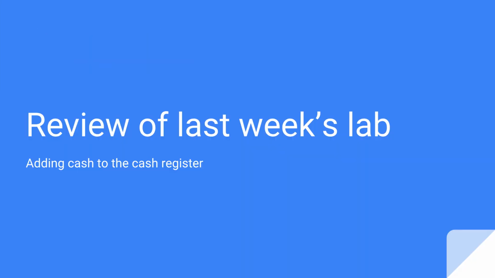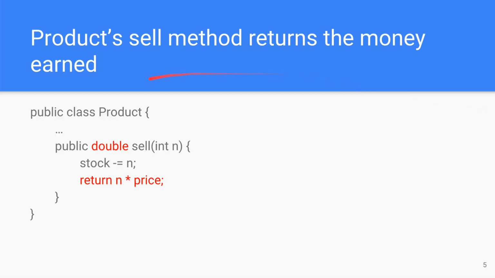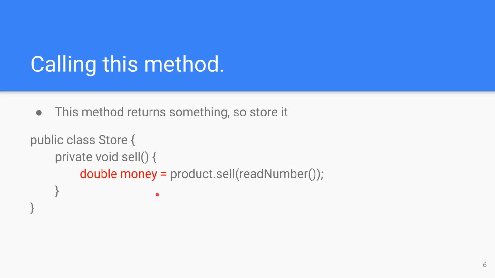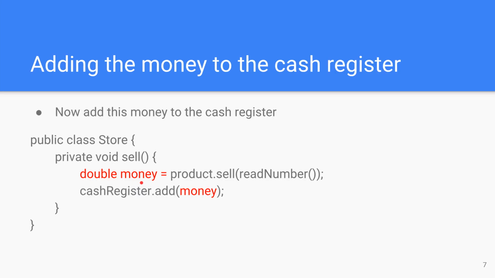Let's have a look at last week's lab, and the key component of that lab was adding cash to the cash register. The product's sell method actually returned the amount of money earned. When a method returns something, you can store it into a variable. So here in our store sell method, we call the product.sell method, and then that returns a value which we store into a double called money. Next, we can use the cash register.add method with that money.